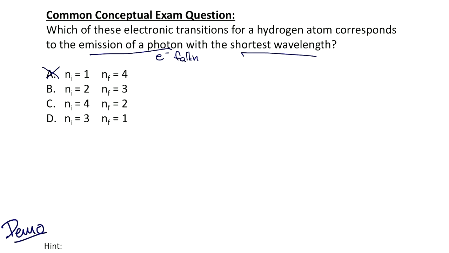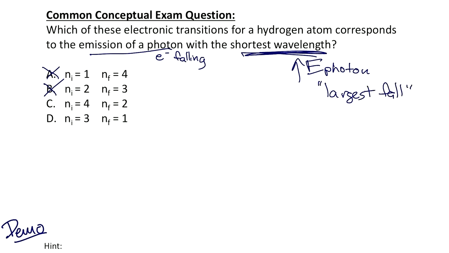What about B, 2 to 3? Is that absorption or emission? It's also absorption. So we're looking at 4 to 2 or 3 to 1. We need to decide which one it is. Okay, so we're looking for an electron falling. Shortest wavelength. So what does that imply about energy? Highest energy. So we are looking for the highest energy of our photon. So we are actually looking for the largest fall.